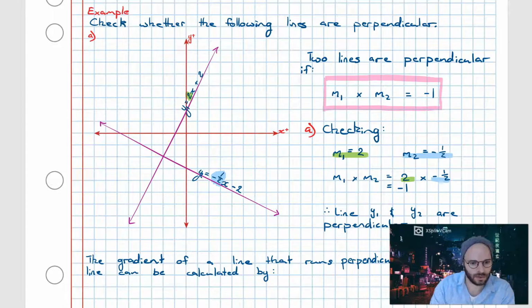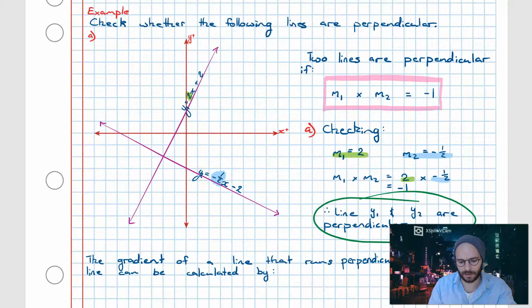If we wanted to finish it off, we could draw a perpendicular line indication here, just showing that the lines are perpendicular. But we don't have to do that because we've done it down there.